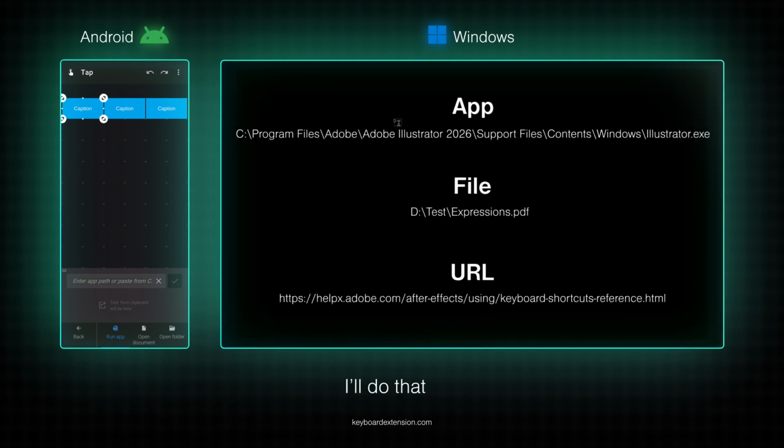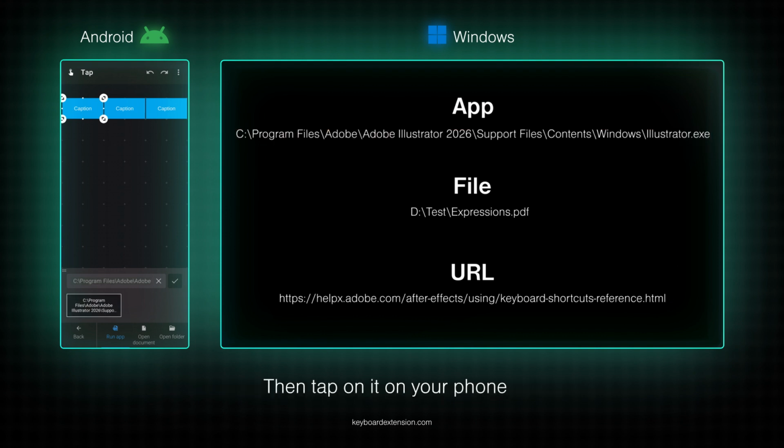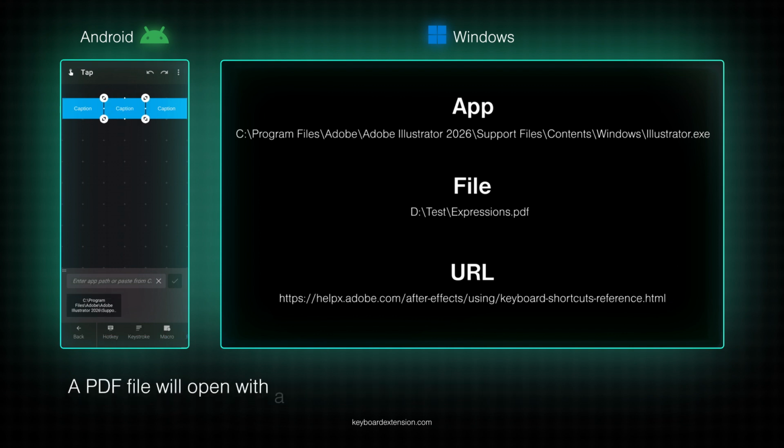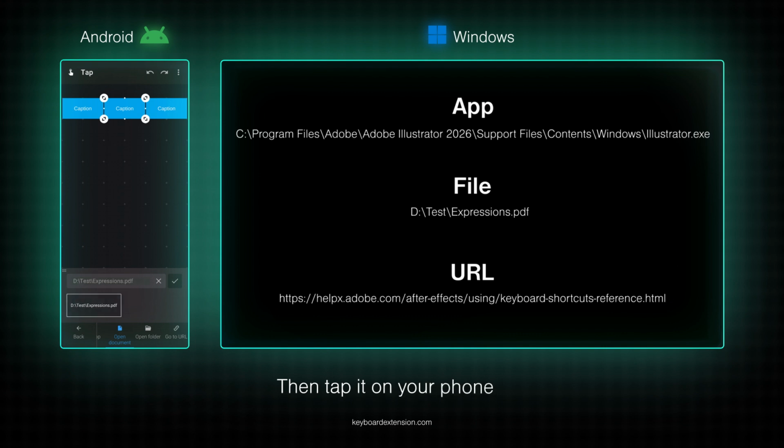I'll do that. Copy the first path using the Ctrl+C shortcut. Then tap on it on your phone. Tap the check mark. Now let's set up the second button. When I tap it, a PDF file will open with a set of expressions I frequently use in After Effects. Select Open Document. Just like with the first button, copy the path to the desired file on your PC, then tap it on your phone.